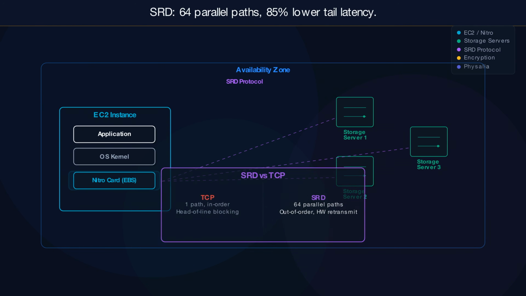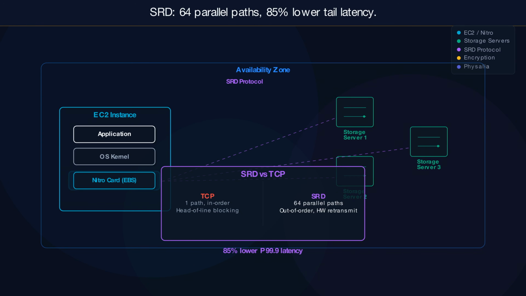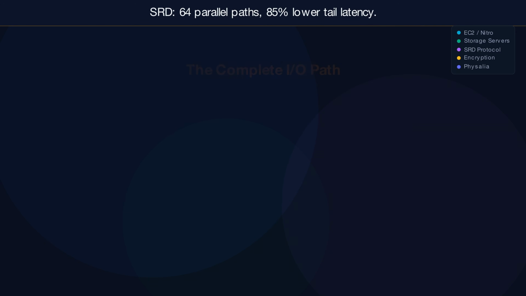SRD is what makes this feel local. Unlike TCP, which forces strict in-order delivery, SRD sends packets across up to 64 parallel network paths simultaneously. It handles congestion control and retransmission in hardware on the Nitro card. The result is 85% lower tail latency compared to TCP and throughput up to 25 gigabits per second.